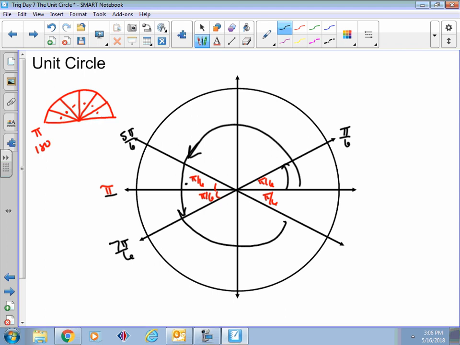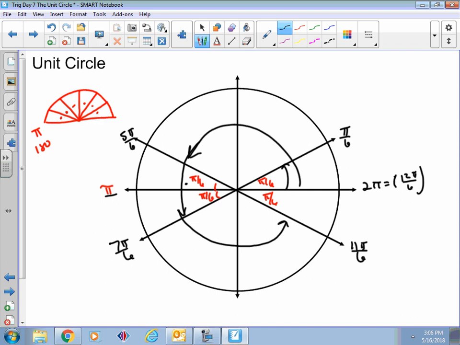How about all the way to there? Well, I know this is 2 pi. Oh wait, I'm a pi over 6 short of 2 pi. I'm thinking that 2 pi is the same thing as 12 pi over 6. And I'm short 1 pi over 6, so if I was at 12 pi over 6 but I'm short 1, I'm now at 11 pi over 6. So there's each of your angle measures in radians.